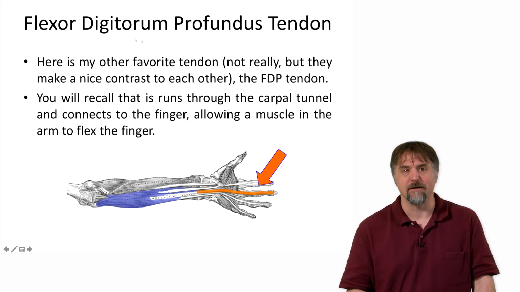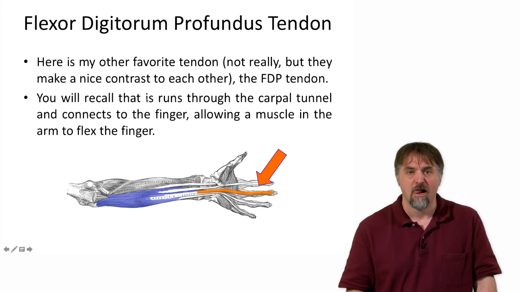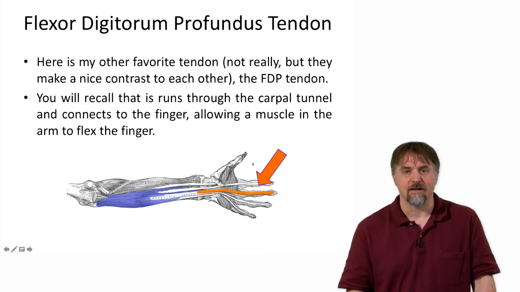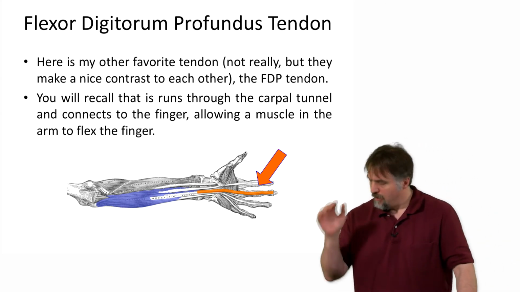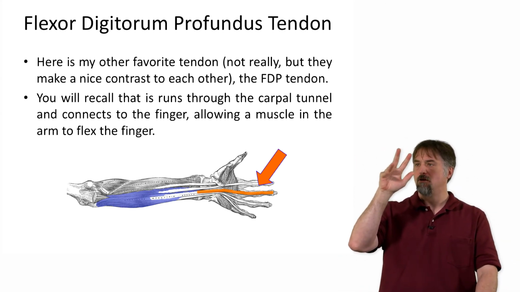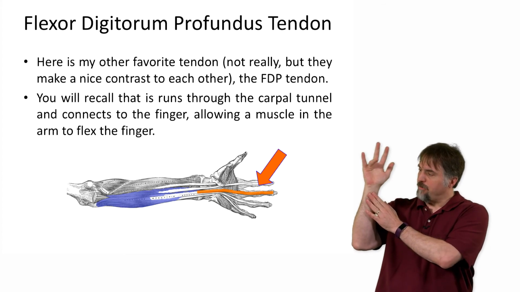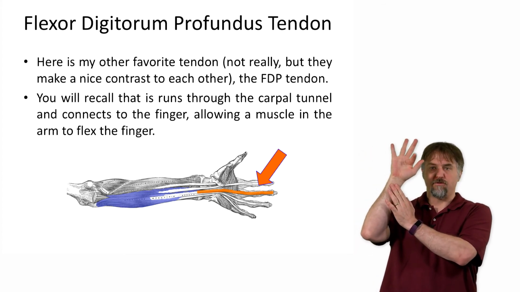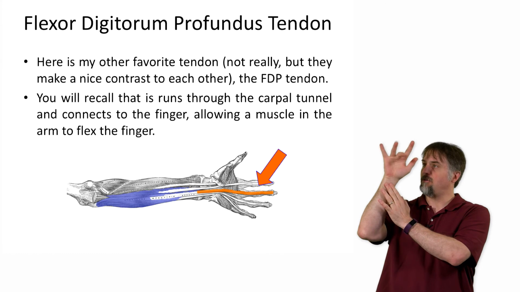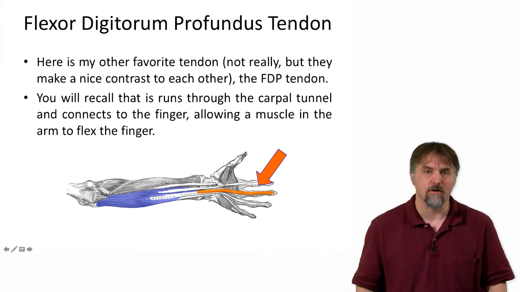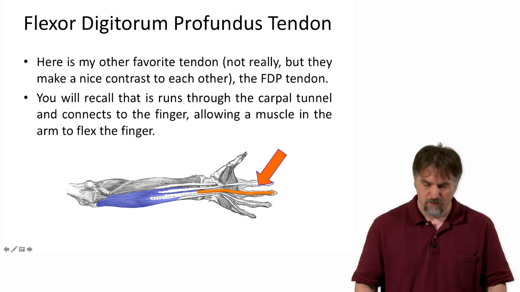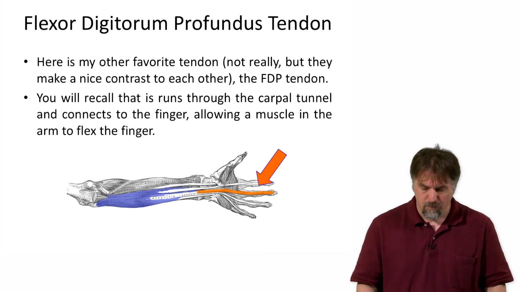I'm going to call it the FDP tendon because flexor digitorum profundus, and it runs through the carpal tunnel and connects to the finger, which allows a muscle in the arm to flex your finger. And if you go like this, you'll notice if you put your hand on your wrist, you can feel that what's really happening is the muscles in your arm are moving these fingers, not muscles in your hand. So you can do that to amuse yourself in your spare time.